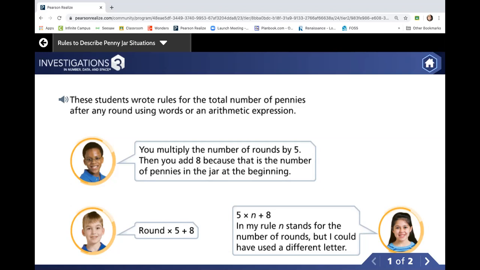Your job today is to complete the new tables for the penny jar situations in the slides. Then for each table, you're going to write a rule for your table using words and then as an equation that includes a letter. That letter is also known as symbolic notation.